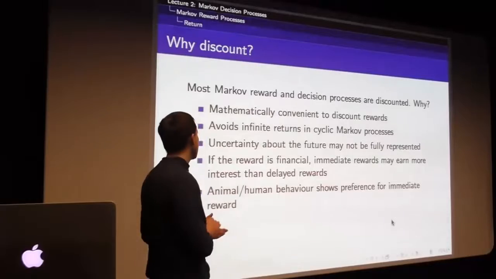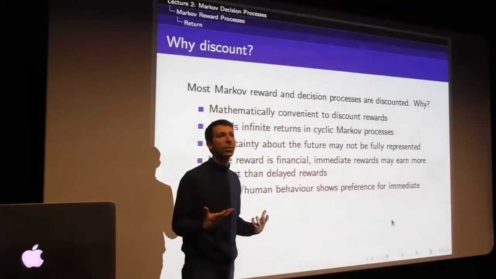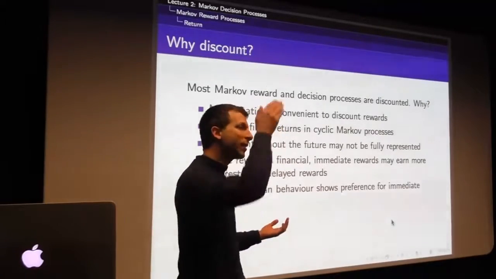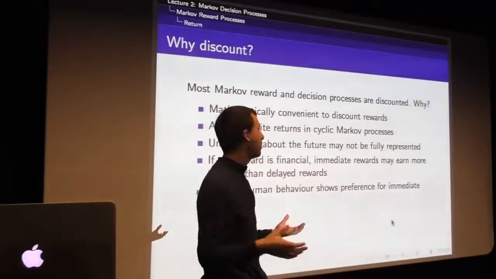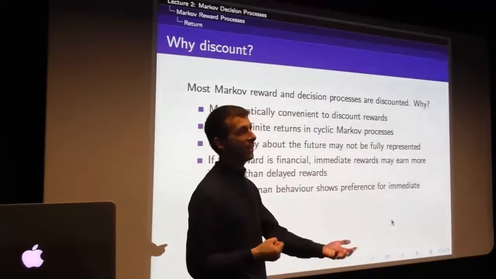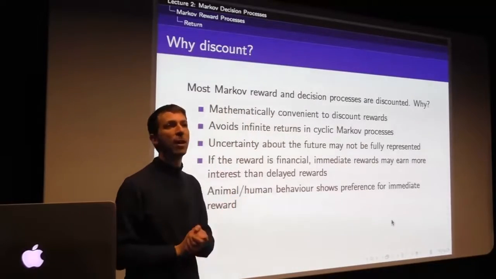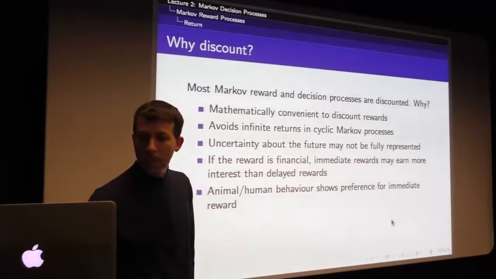But one more point I just want to make is that animals and humans actually show a preference for immediate reward. So people have done tests on humans, and it turns out that humans have not quite an exponential discounting, but they have something like a hyperbolic discounting. But certainly animals and humans do prefer to get reward now than reward later. And so you can think of this as a cognitive model as well, of how biological decision-making operates.